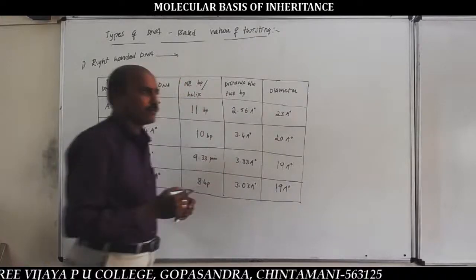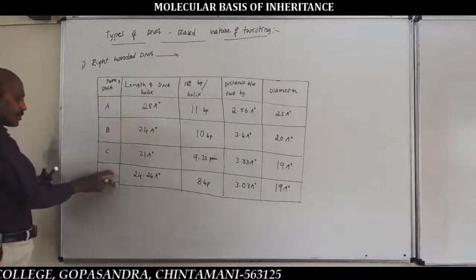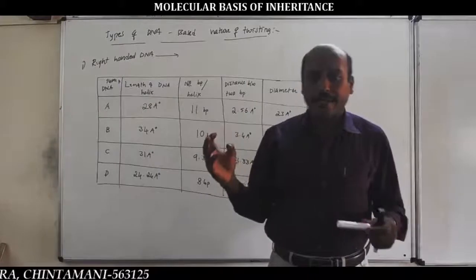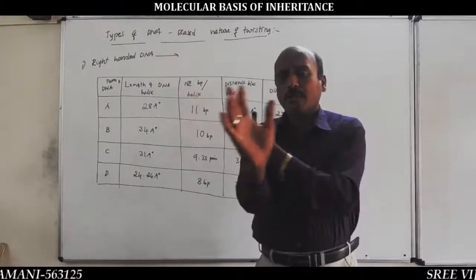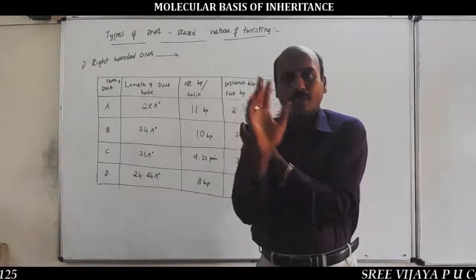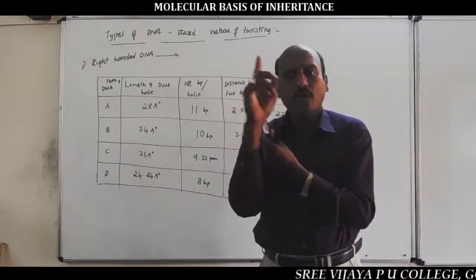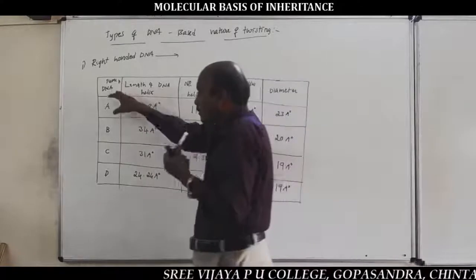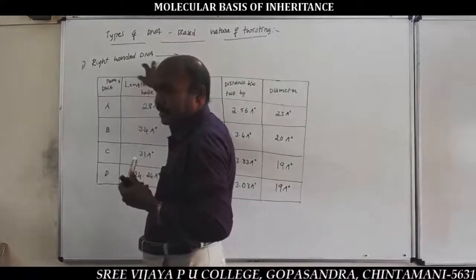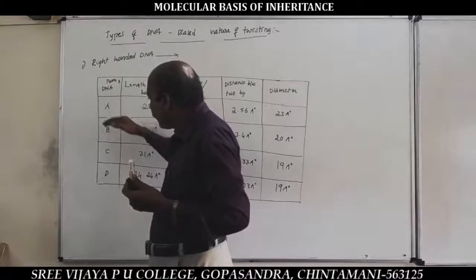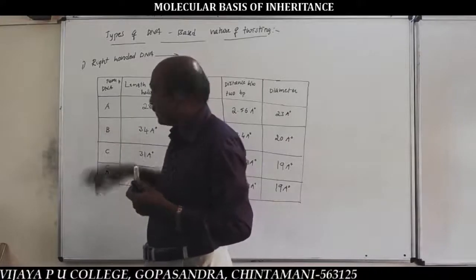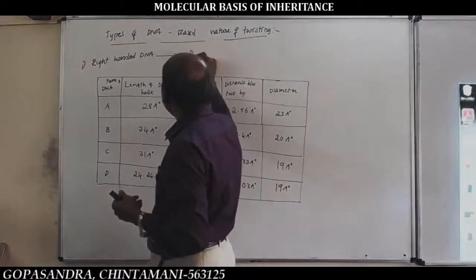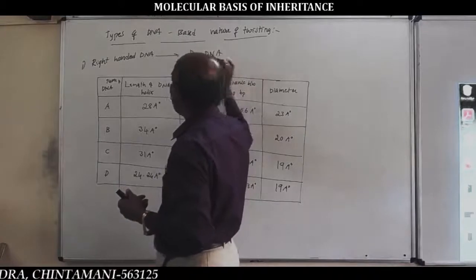Very important. In all these 4 different types of DNAs, A, B, C, D, the polynucleotide chains are twisted, revolving towards the right-hand direction, in clockwise direction. So these are all examples of right-handed DNA. Out of 4 different types of right-handed DNA, B DNA is the Watson and Crick model of DNA.